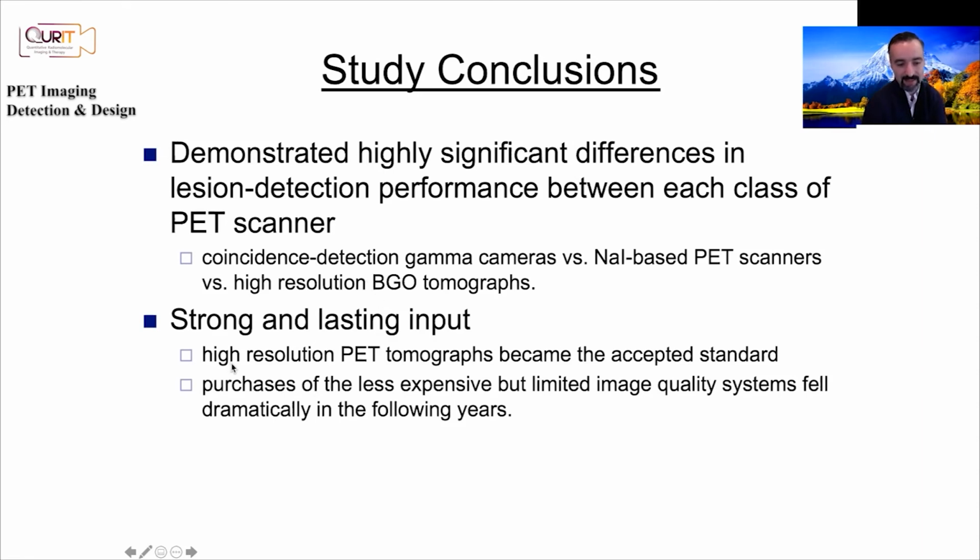So because of that, this had a long and lasting impact, and the vendors stopped using more conventional designs. They said, no, PET is a different ballgame. We've got to move on to different kinds of scintillators. So that's why almost all vendors started really moving away from those kinds of designs and looking at these kinds of designs. So high resolution, dedicated, BGO based, and later LSO, and even better crystal based PET tomographs became the accepted standard. And purchases of the less expensive but limited image quality systems fell dramatically in the following years.